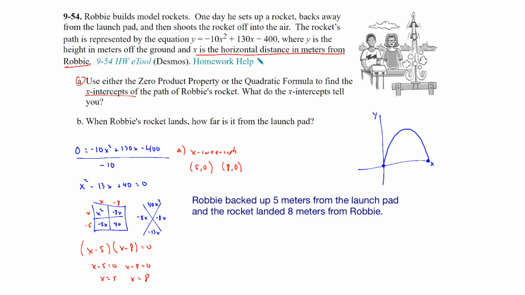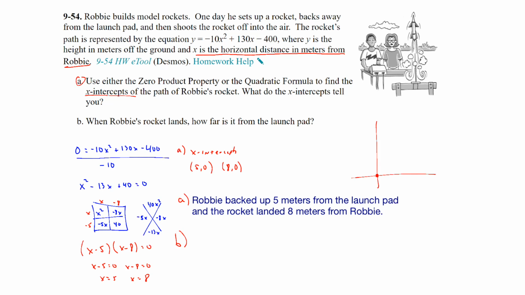So I went ahead and explained that right there as well. Robbie backed up 5 meters from the launch pad, and the rocket landed 8 meters from Robbie. So that's what those two x-intercepts represent, once again, because it does say that x is the horizontal distance in meters from Robbie. So the rocket is 5 meters from Robbie when it launched. B says, when Robbie's rocket lands, how far is it from the launch pad? So remember, I'm going to change my graph here a little bit because it's a little misleading based on the information.